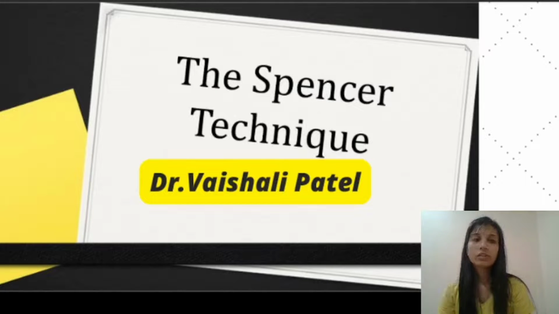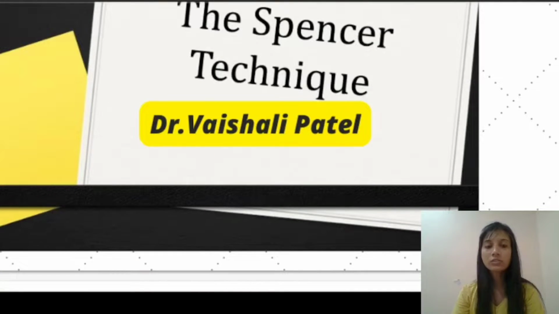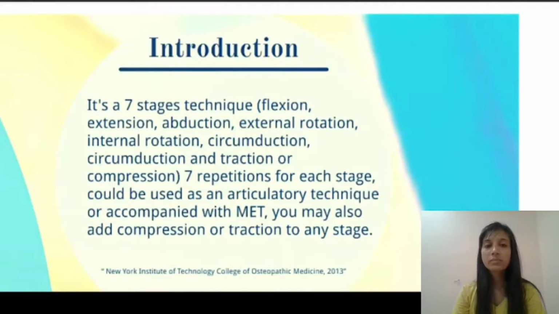So today we are going to discuss the Spencer technique of the shoulder joint. Introduction of the Spencer technique: it's a 7 stages technique, that is flexion, extension, abduction, external rotation, internal rotation, circumduction and traction or compression.